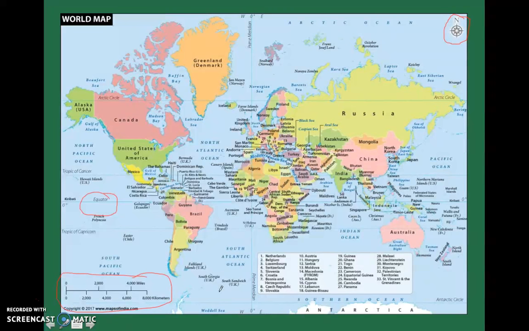Very fine. And finally, the key. Where is the key located? Correct. The key is located here. In this key, numbers are used to indicate very small countries that are too small to write the entire name on the map. Very good, ladies and gentlemen.